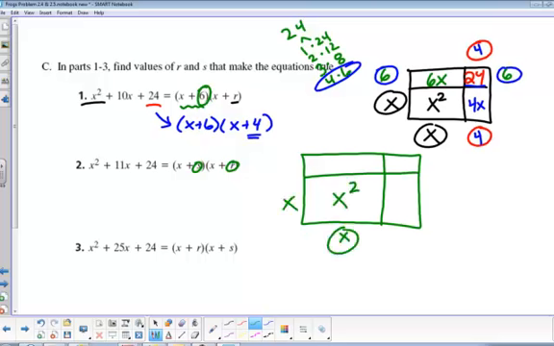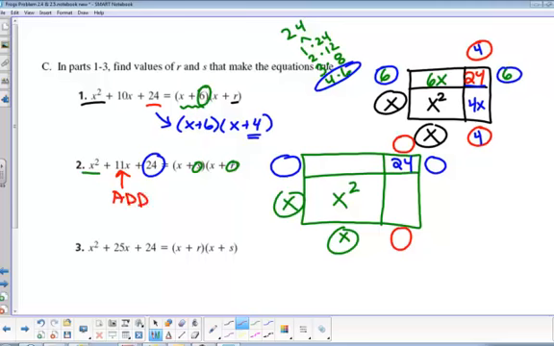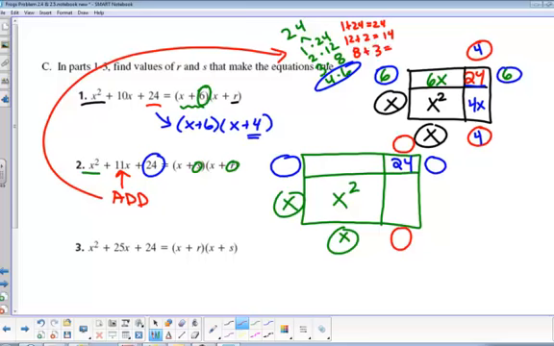So this is our x squared. This is still our 24. And I want them to add to give me 11. So I'm going to look up here at my factors. 1 plus 24 is 25. So that does not add to give me 11. 12 plus 2 is 14. That does not add to give me 11 either. 8 plus 3 is 11.